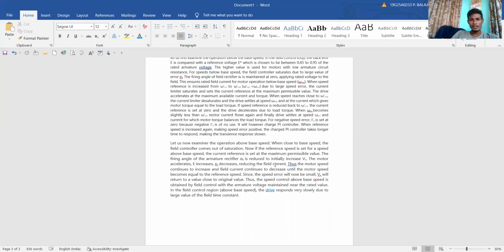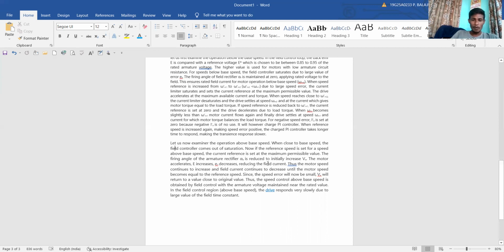E increases, Ef decreases, reducing the field current. The motor speed continues to increase and field current continues to decrease until the motor speed becomes equal to the reference speed. Since the speed error will now be small, Va will return to a value closer to the original value. Thus, the speed control above base speed is obtained by field control with the armature voltage maintained near the rated value in the field control region.